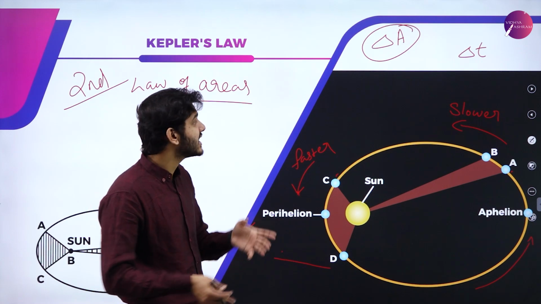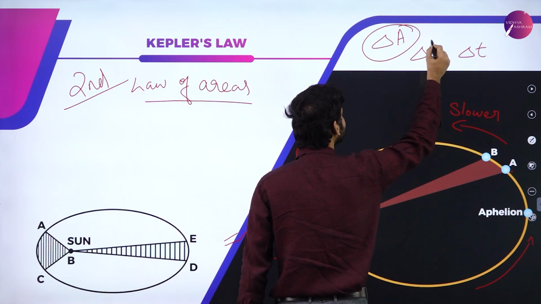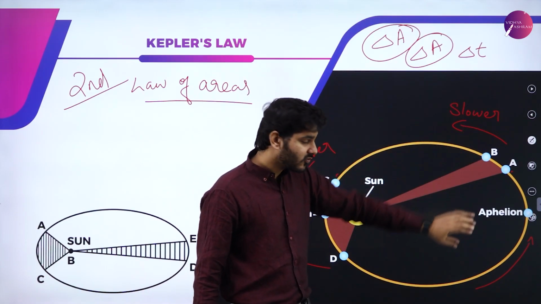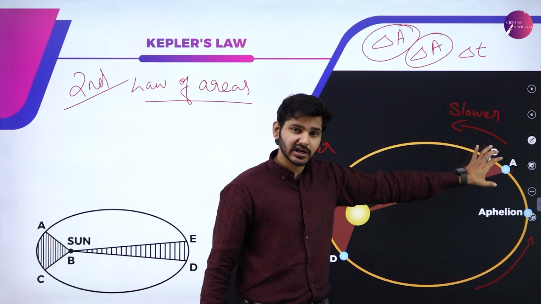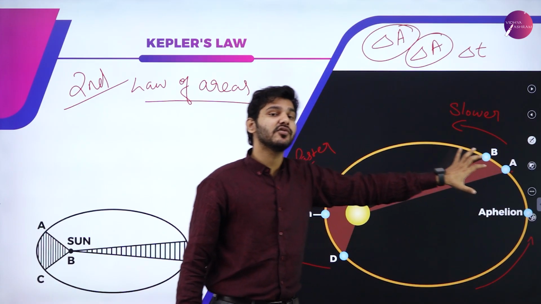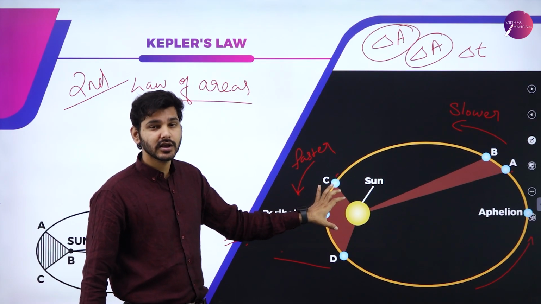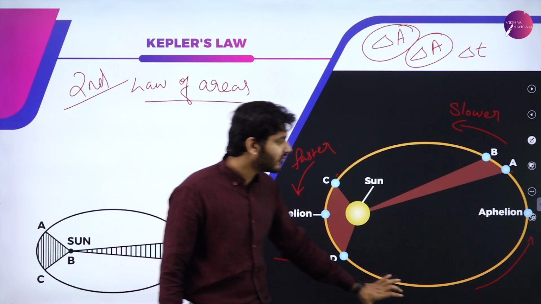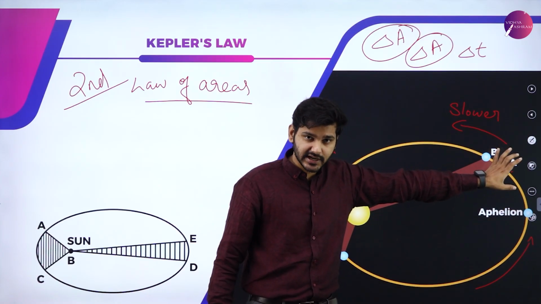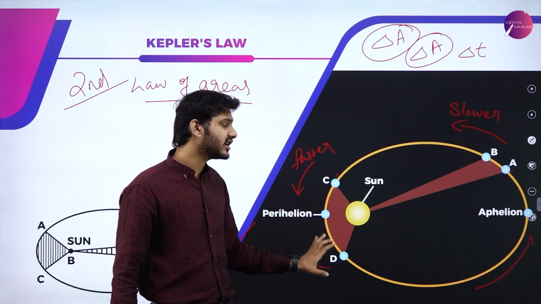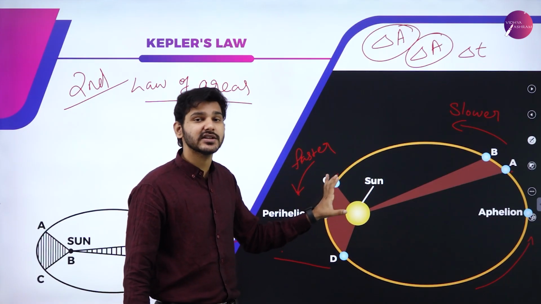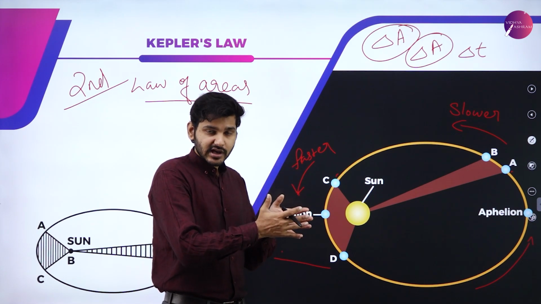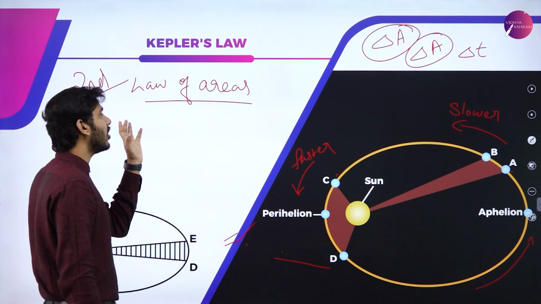He found out that in fact these two particular areas were exactly the same. So in delta t time, whatever area was covered on this particular side, the same area was covered here. Using that relation, he found out that planets are moving slower on this side and much faster near to the sun. So he mathematically drew this up and named it the law of areas.